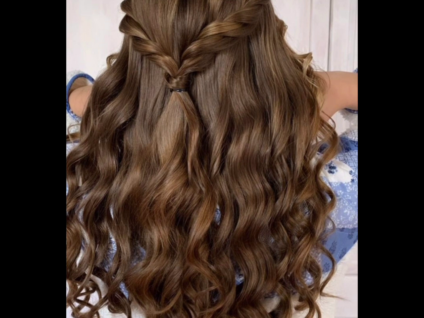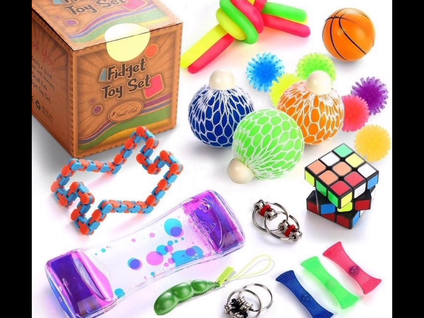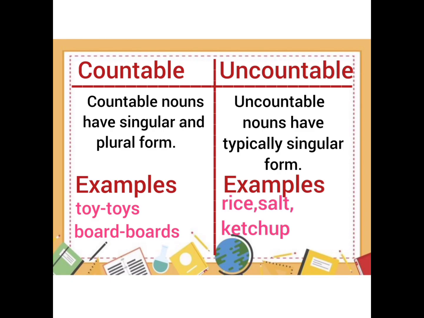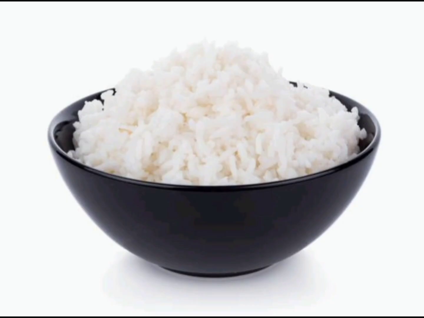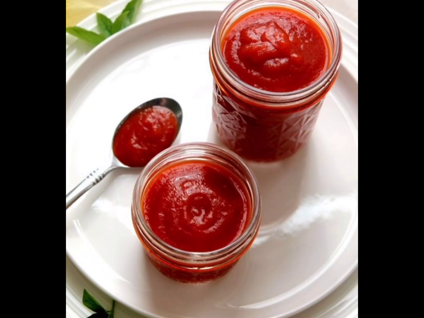The second difference between countable nouns and uncountable nouns is that countable nouns have singular and plural forms. For example, toy, toys, board, boards. While on the other hand, uncountable nouns typically have a singular form. For example, rice, salt, ketchup.